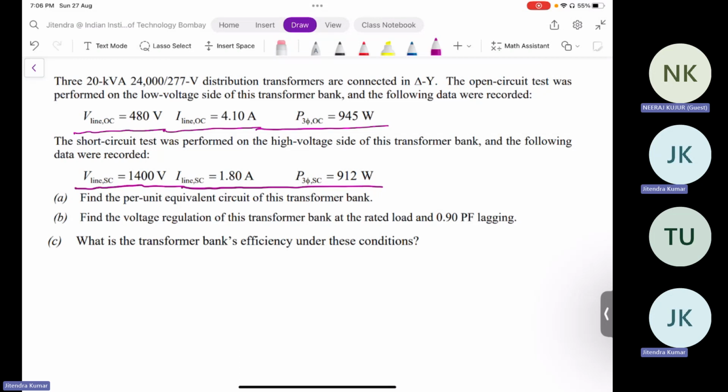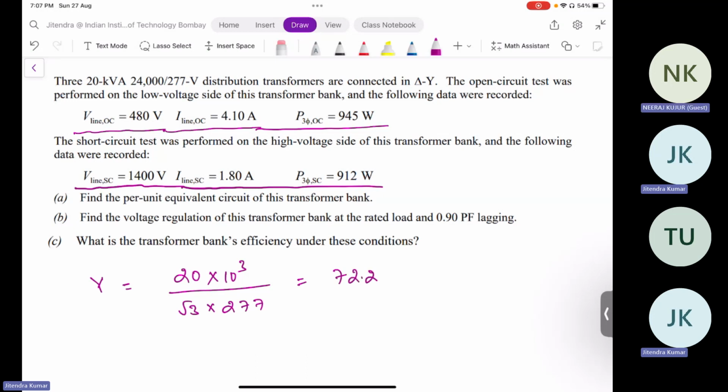Sir, in Y connection, the phase current is equal to the line current. Correct. For one phase, it is formed by one single transformer. So using that data, when we divide 320,000 volt amperes by 277, the secondary side voltage, the current rating comes out to be 72.2. It is equal to 72.2.